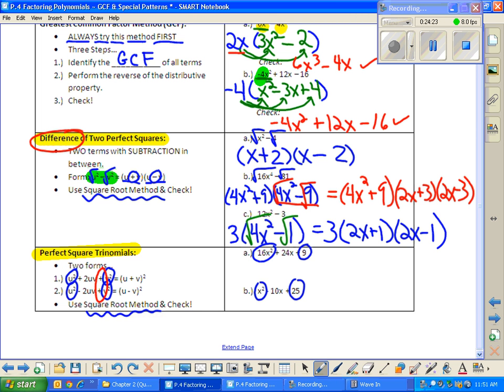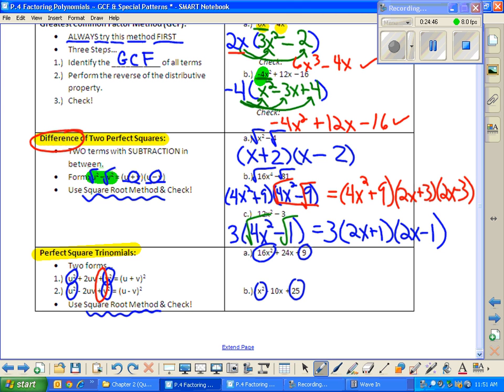Ultimately, your test is going to be to FOIL these to make sure that you get the original problem back out. Sometimes it'll be set up so that the middle term isn't 2 times u times v. You have to check these with FOIL because sometimes when it FOILs, it doesn't give you the original problem back out. I'll show you what I mean by that.